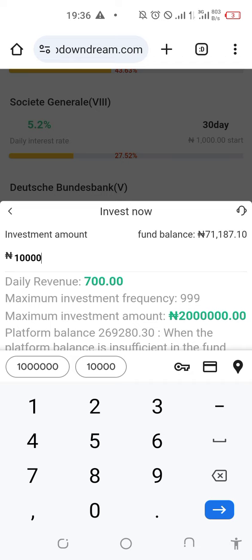At the end of the 90 days, just imagine 700 naira times 90 days. If my mathematics is still good, that is about 7,000 times 9, which is 63,000. That will be my profit, plus my initial investment amount of 10,000. So at least 63,000 plus 10,000 will be 73,000.